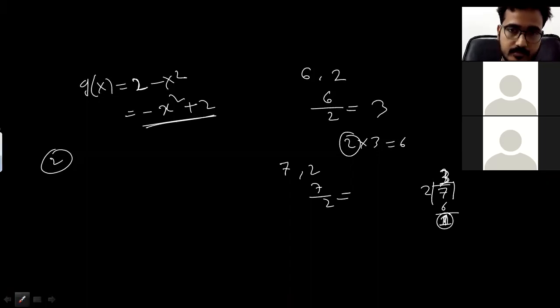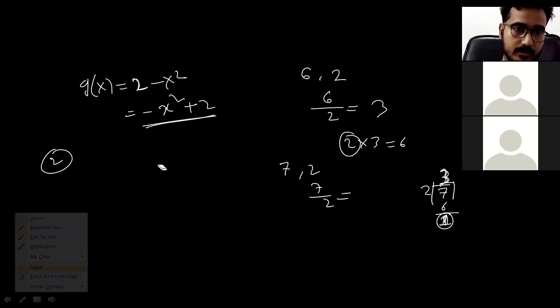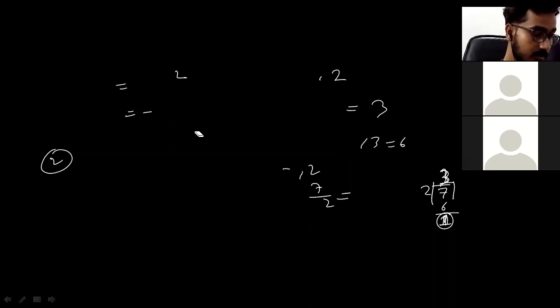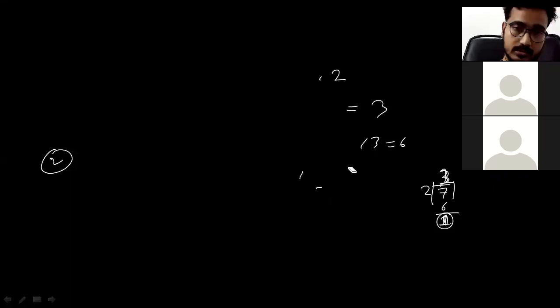In the same way, here it is also given: check whether the first polynomial is a factor of the second polynomial. So, question number 1. The first polynomial is t square minus 3, and the second polynomial is 2t to the power 4 plus 3t cube minus 2t square minus 9t minus 12.